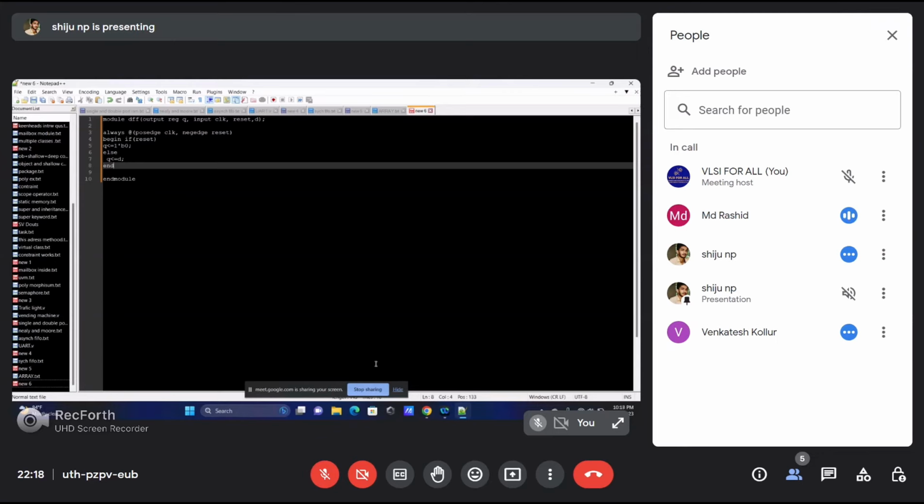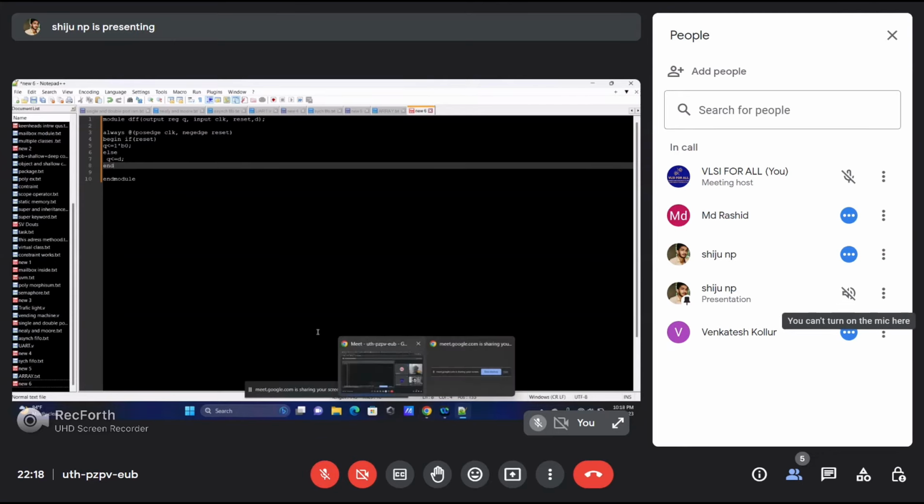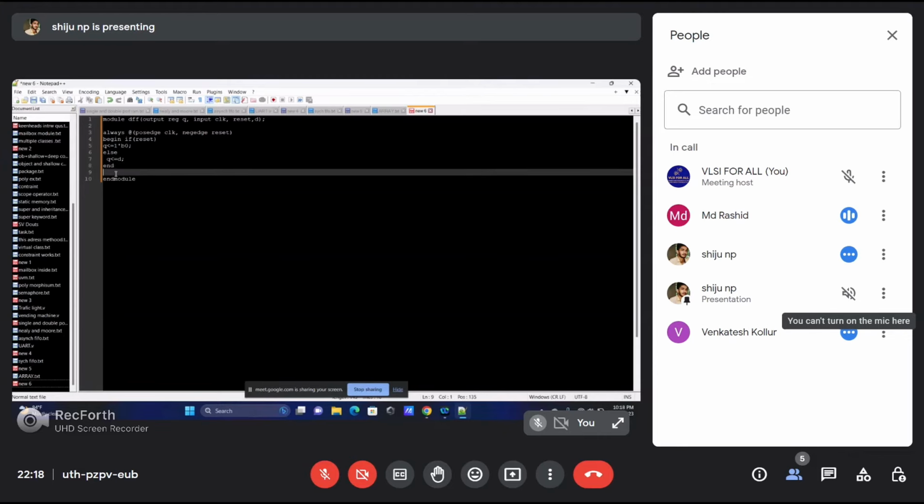Okay, next question for Venkatesh: how many 4:1 muxes are required to design a 64 into 1 mux? How many 4:1 muxes are used to design a 64 into 1 mux?